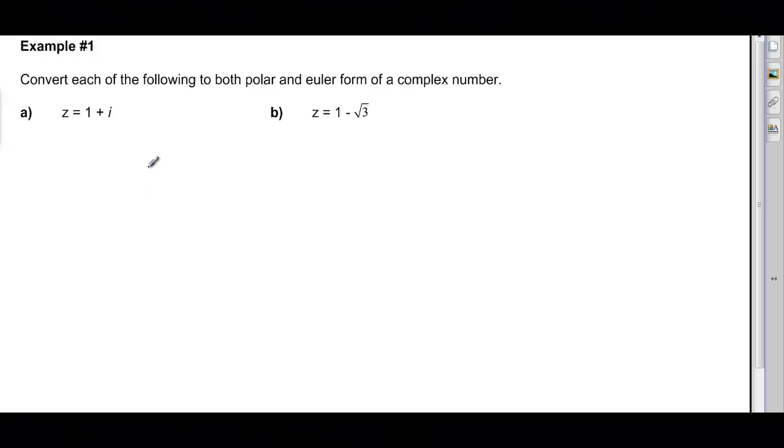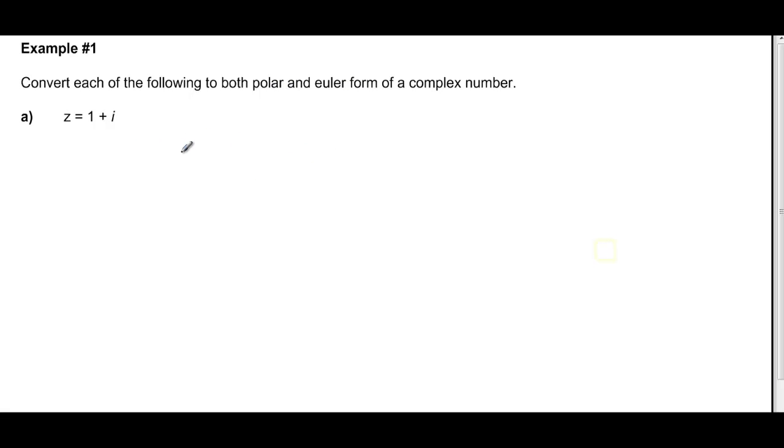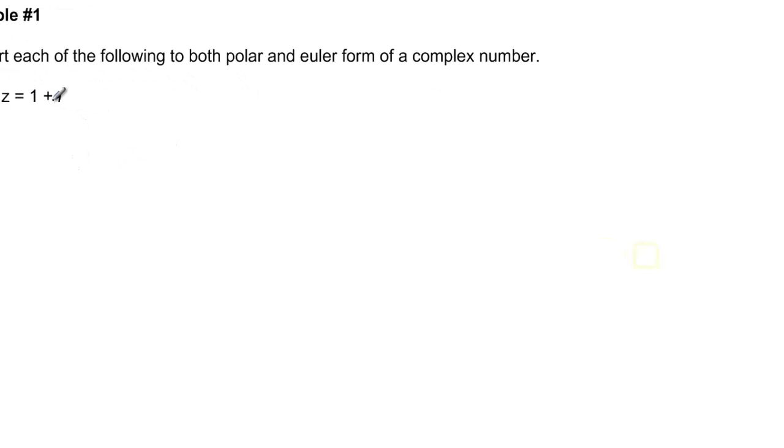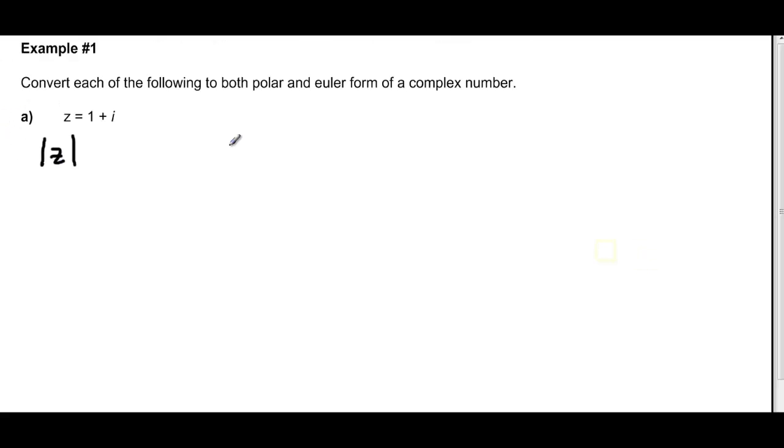Our first example is to convert each of the two complex numbers that were shown here, and we're going to take them and convert them into polar and Euler form for each complex number. So our first one we're going to try to convert is 1 plus i. In order to convert into polar and Euler form, both forms require the modulus of z, and both forms require theta. So how do we find these?